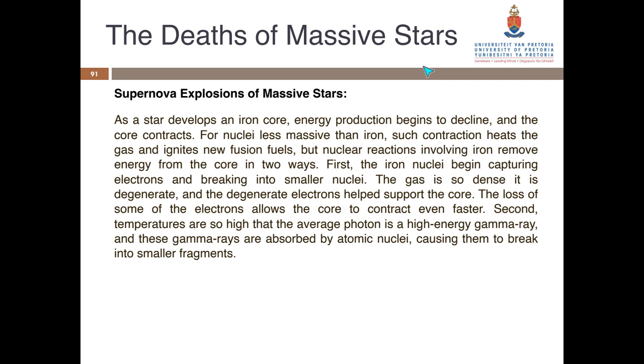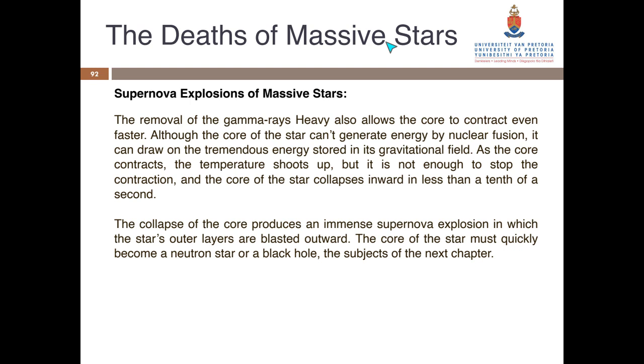Firstly, the iron nuclei begin capturing electrons and breaking into smaller nuclei. The gas is so dense, it is degenerate, and the degenerate electrons help support the core. So the loss of some of the electrons allows the core to contract even faster. Secondly, temperatures are so high that the average photon is a high-energy gamma ray, and these gamma rays are absorbed by atomic nuclei, causing them to break into smaller fragments. The removal of the gamma rays also allows the core to contract even faster.